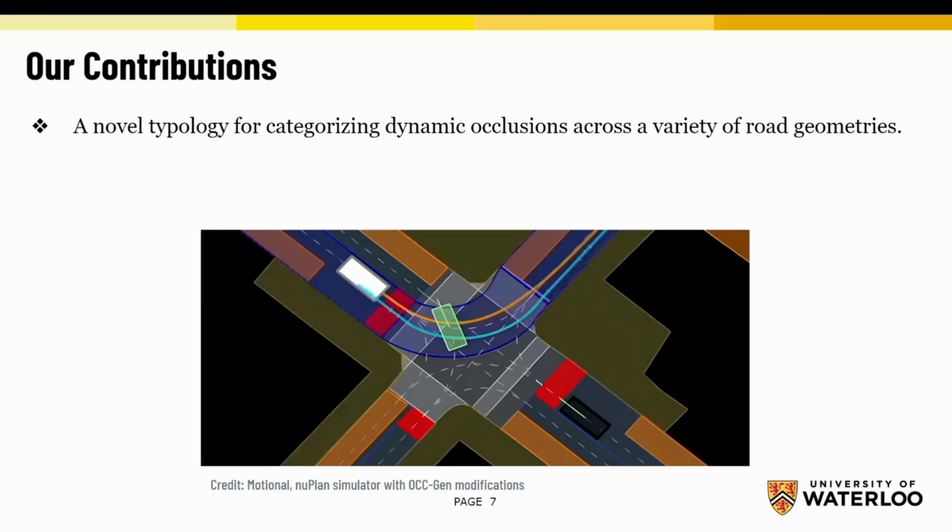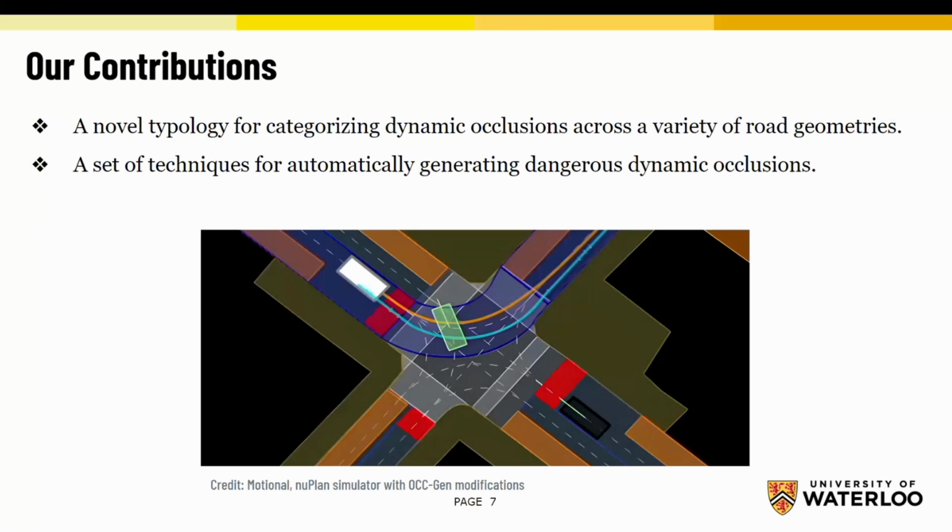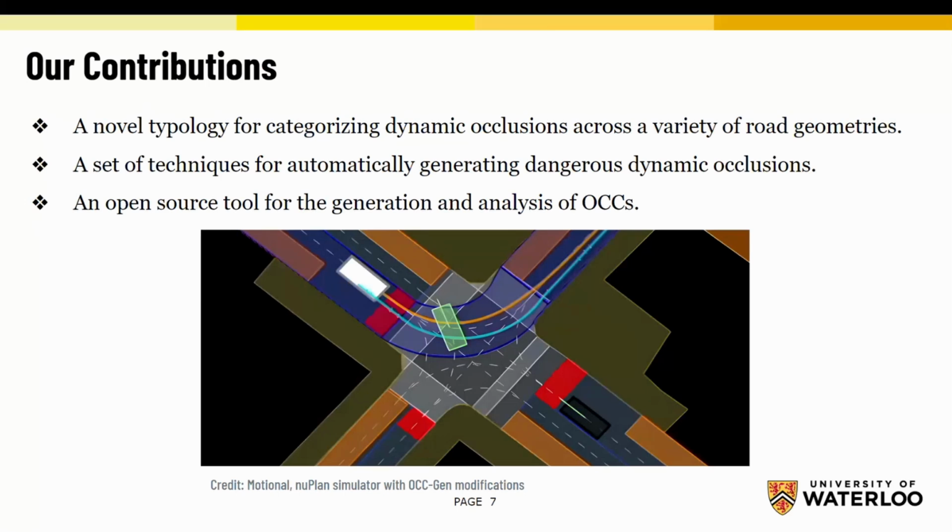So, our contributions. We create a novel typology for categorizing dynamic occlusions across a variety of road geometries. We create a set of techniques for automatically generating dangerous dynamic occlusions. And we create an open source tool for the generation and analysis of OCCs. And from now on, we'll try to stick to OCC because occlusion-caused collision is a bit of a tongue twister. To our knowledge, no other works have attempted to both categorize and generate all types of dynamic occlusions across all possible intersections.